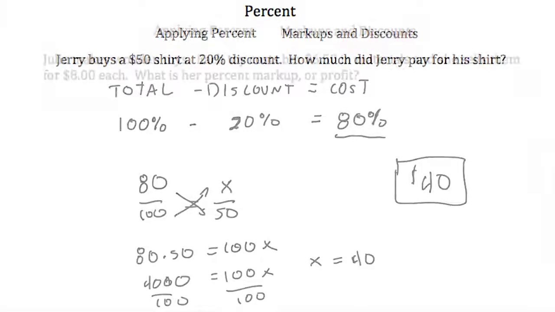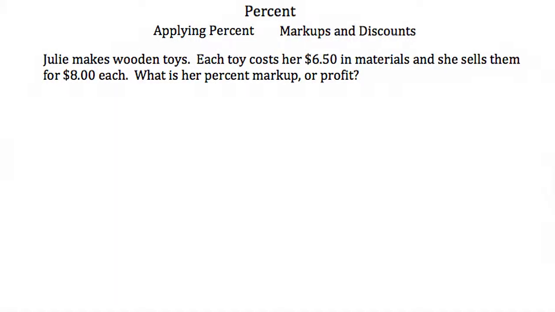Let's try a different example. Here, Julie makes wooden toys. Each toy costs her $6.50 in materials, and she sells them for $8 each. What is her percent markup or her percent profit? Well, Julie is selling these toys for $8. And that $8 is $6.50 plus her profit. So her profit is $1.50 per toy.